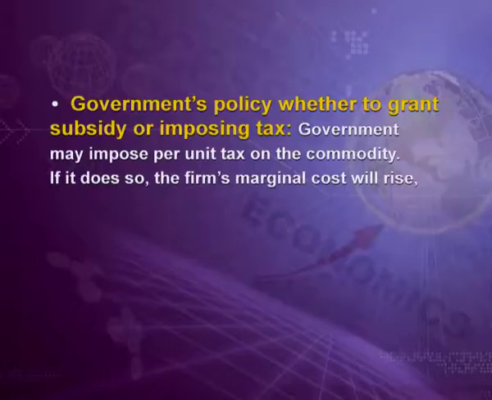Government may impose a per unit tax on the commodity. If it does so, the firm's marginal cost will rise. Its marginal cost will shift upward, showing a lesser supply of units of output. On the other hand, if government grants a per unit subsidy, it will lower the marginal cost, causing a downward shift, showing that the firm will now supply more units.